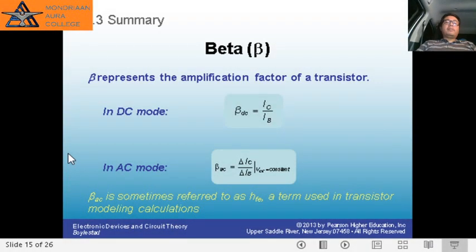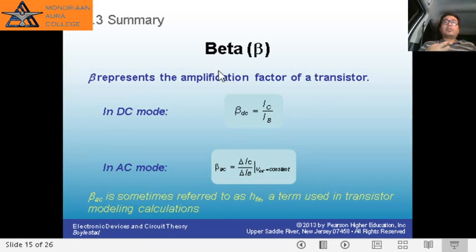Remember sa ating common base, meron tayong tinatawag na alpha or the amplification factor or yung current gain ng common base configuration. Diba kapag sinabi nating gain, that's an output quantity divided by an input quantity. Now, if it is a current gain, output current divided by the input current. Ang beta is actually a current gain din. Pero this is a current gain or amplification factor ng isang common emitter amplifier or common emitter configuration. Ano kaya yung equation natin for beta?